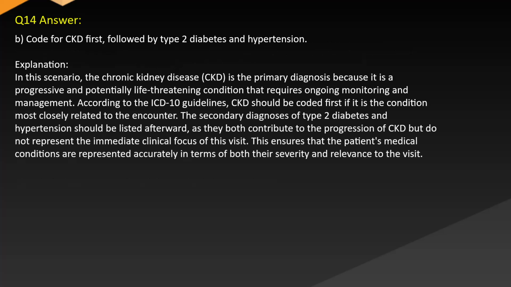Answer. B. Code for CKD first, followed by type 2 diabetes and hypertension. Explanation. In this scenario, the chronic kidney disease (CKD) is the primary diagnosis because it is a progressive and potentially life-threatening condition that requires ongoing monitoring and management.